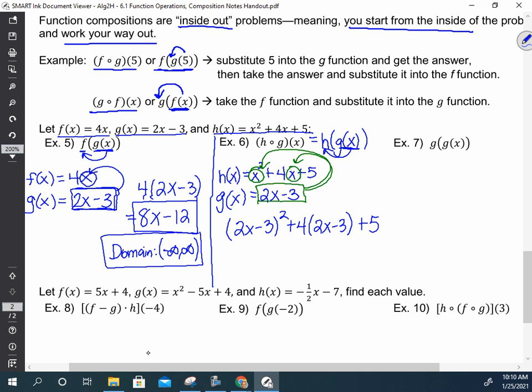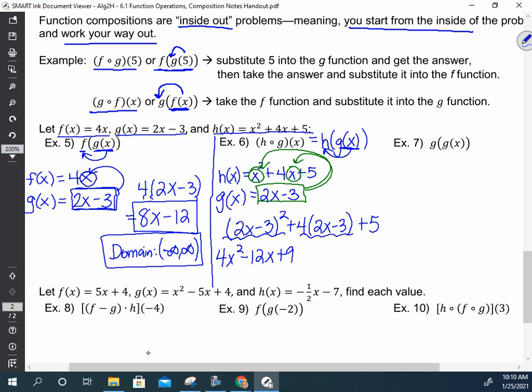You can't leave it like that, so you have to simplify it. 2x minus 3 squared. Remember, you write it twice, and you do FOIL. So that's 4x squared minus 12x plus 9. By all means, if you need help with simplifying now, ask me after class, and I'll show you how that simplifies out. But you write it twice, and you do FOIL.